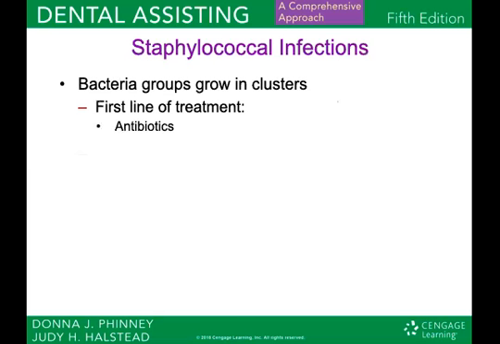Staphylococcus infections are bacteria groups that grow in clusters. The first line of treatment is antibiotics. And infection groups include staph infection, gangrene, toxic shock syndrome, venereal diseases, and some forms of pneumonia.